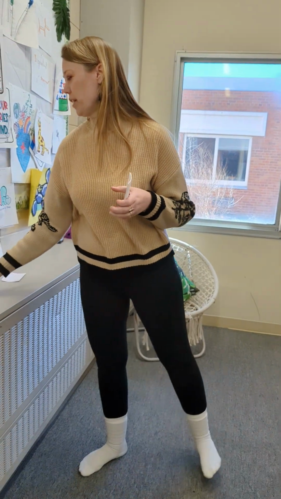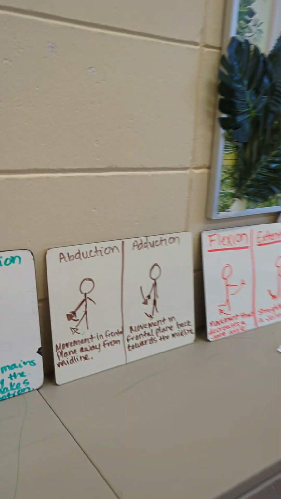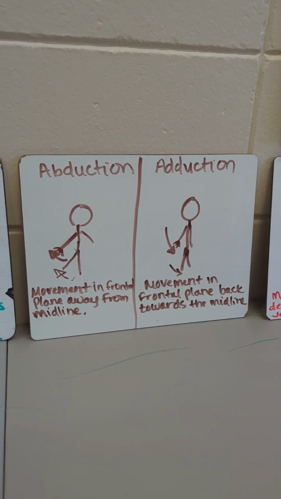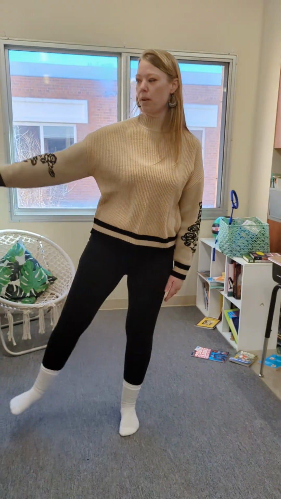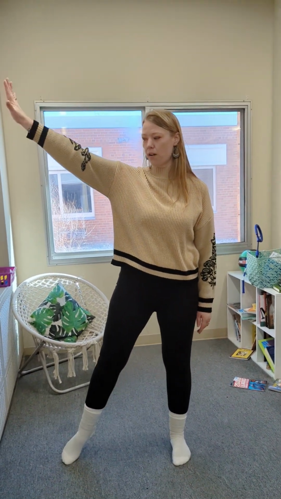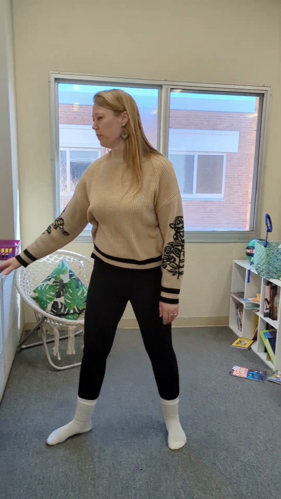Abduction and adduction, so movement in the frontal plane away from the midline. Like if I was doing jumping jacks, that'd be like when my arm and my leg go out, and then the adduction is going back towards the midline.